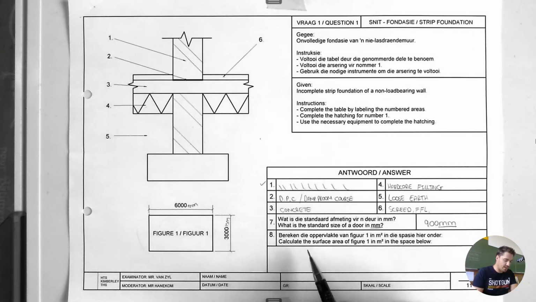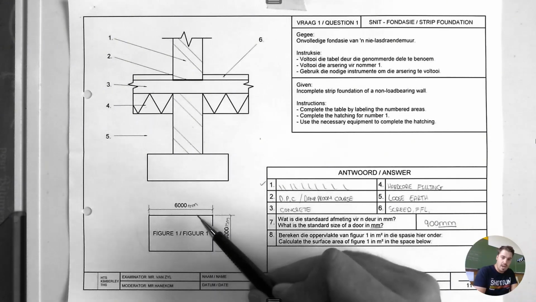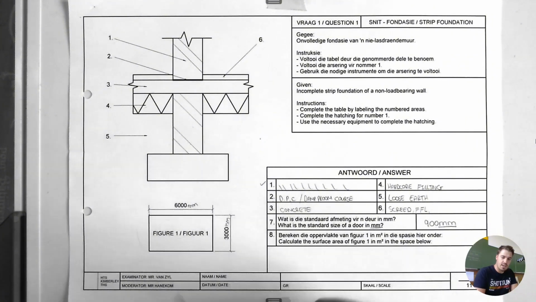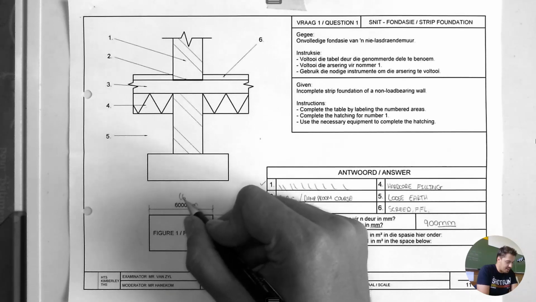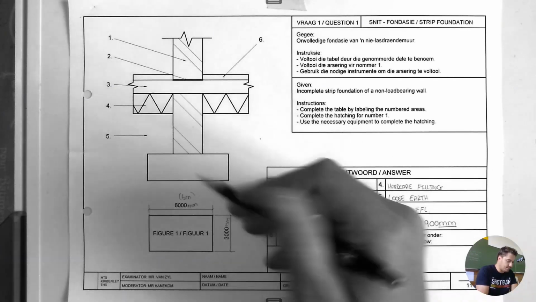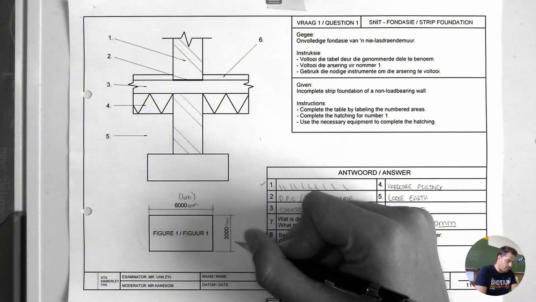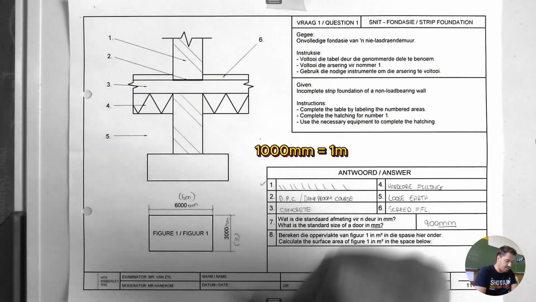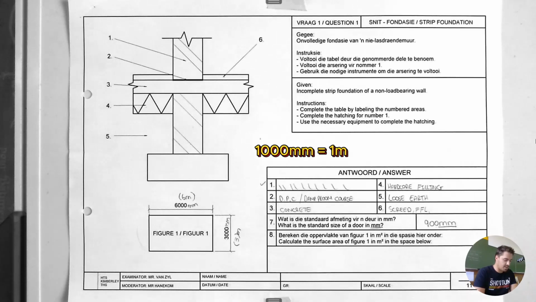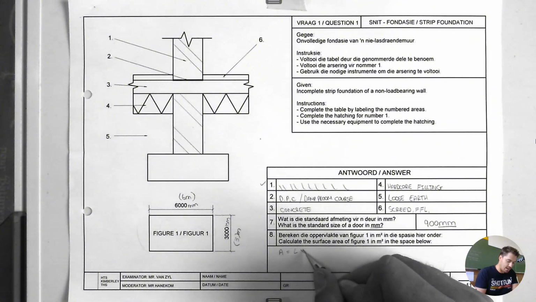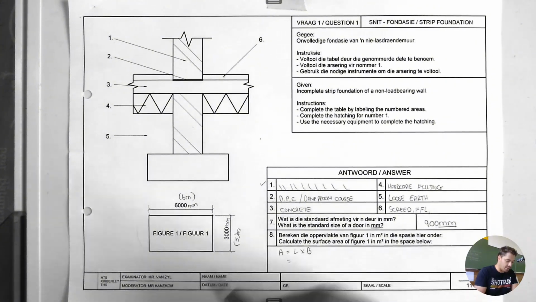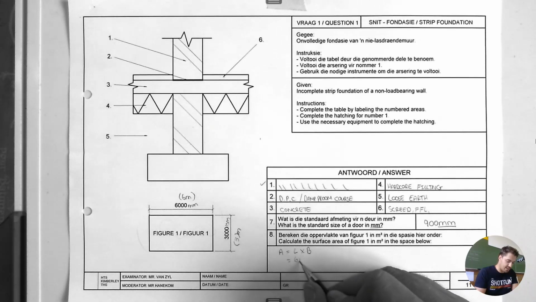But whenever you do an equation or a formula in civil, we have to transpose these numbers so they represent meters, right? So this distance would actually represent 6 meters. This one would represent 3 meters. In order to work out area, the formula is area equals length times breadth. So in this case, it's going to be 6 meters times 3 meters.